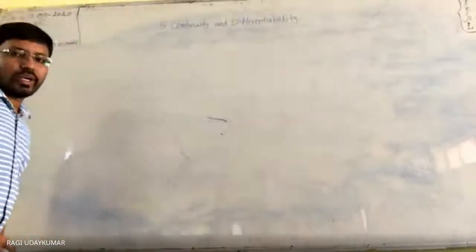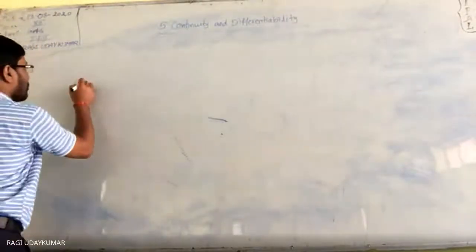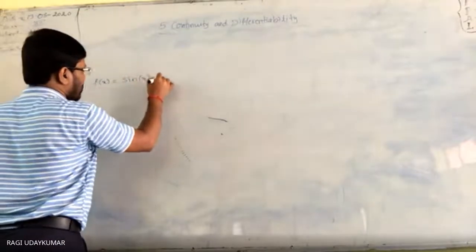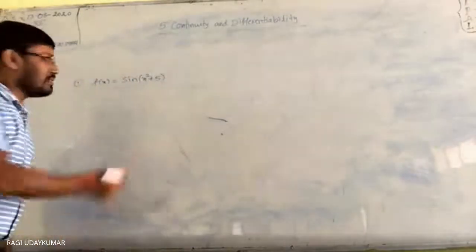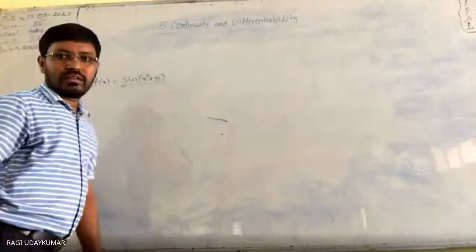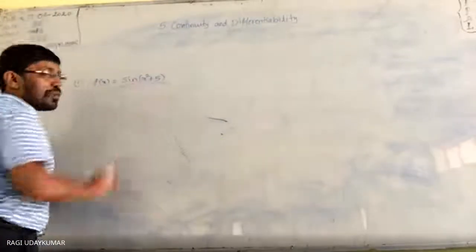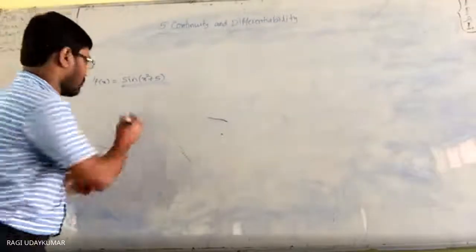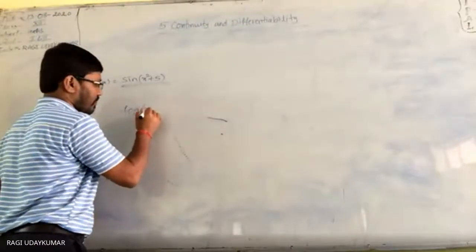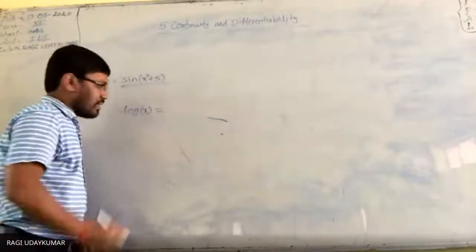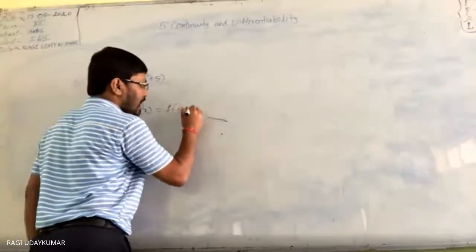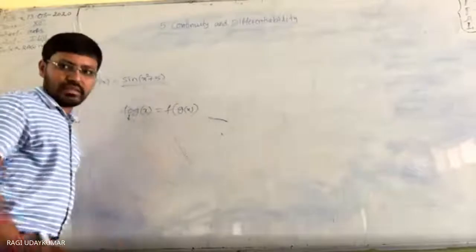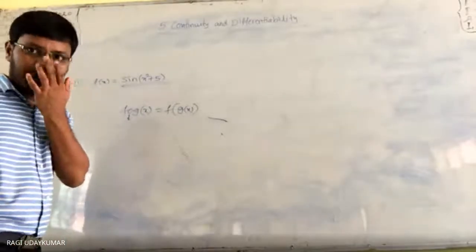Suppose you are considering a function, I am taking f of x is equal to sin of x squared plus 5. This is called a composite function. Do you remember what is meant by a composite function? This is f of g of x. We represent this with a circle. In the composite functions chapter I told you.